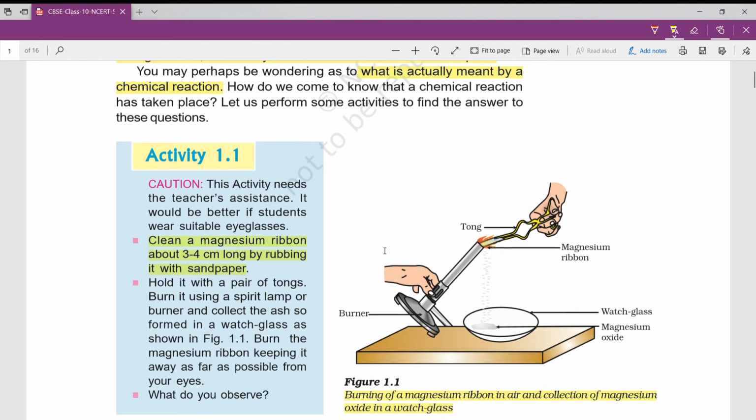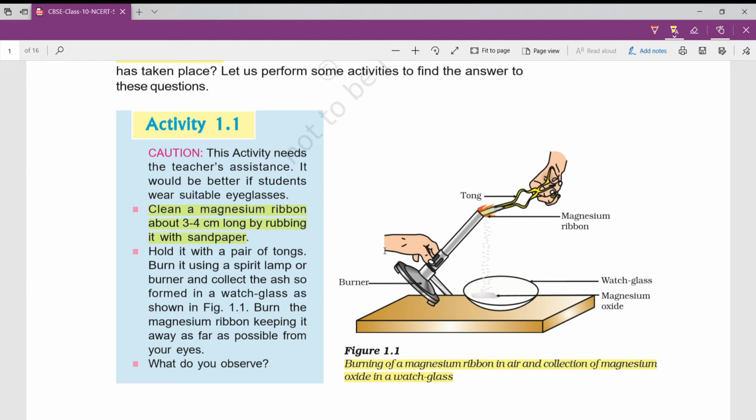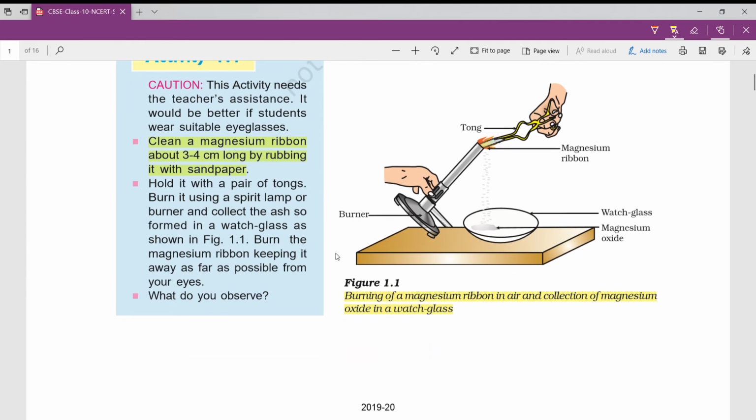The very first experiment given to you is what happens if a magnesium ribbon, specifically a cleaned magnesium ribbon, is burnt. We can see white magnesium oxide forming. Can we get back the magnesium ribbon from the magnesium oxide that is formed after burning? Again, the answer is absolutely no. That means this is a chemical reaction.